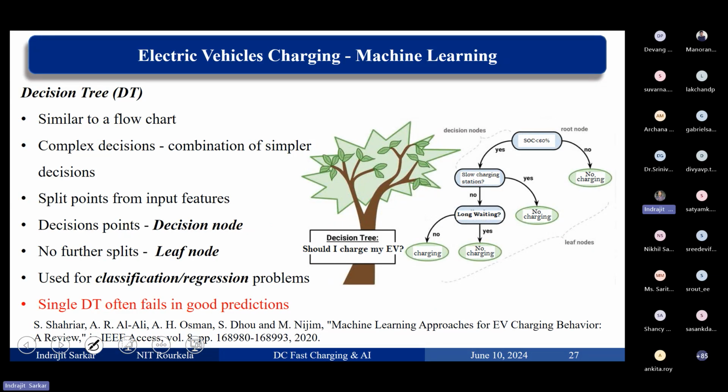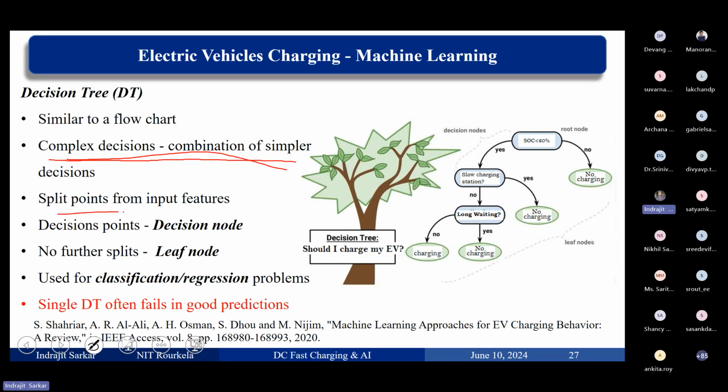Then we have the decision tree. A decision tree is similar to a flow chart. Let's see how it works, for example, for electric vehicle charging. First, let me explain this: a complex decision is a combination of simpler decisions. So it takes simpler decisions step by step, and then you find out what the decision is.